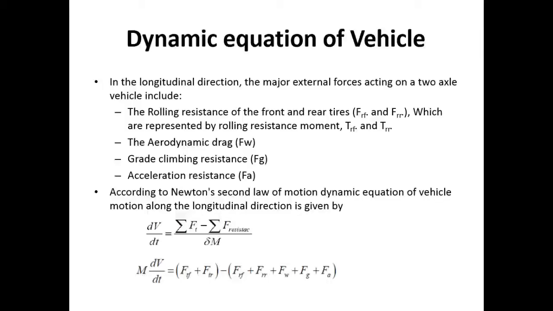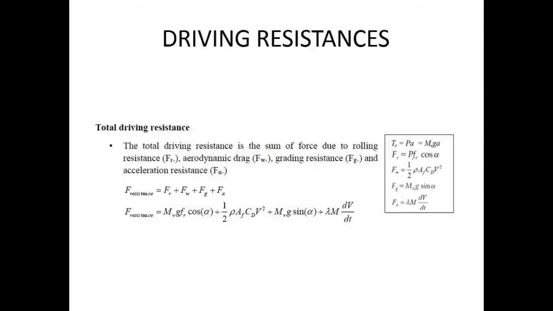That is, m into dv by dt equals Ft, which includes FTF and FTR, that is the tractive effort in the front wheel and rear wheel, minus the resistance forces or opposition forces. FRF and FRR indicate the rolling resistance of the front wheel and rear wheel, plus FW plus FG plus FA. These are the total driving resistances.